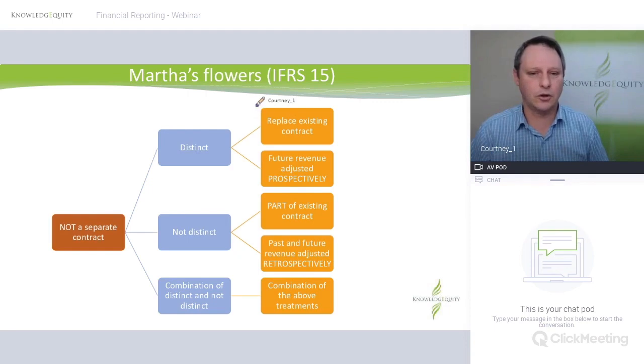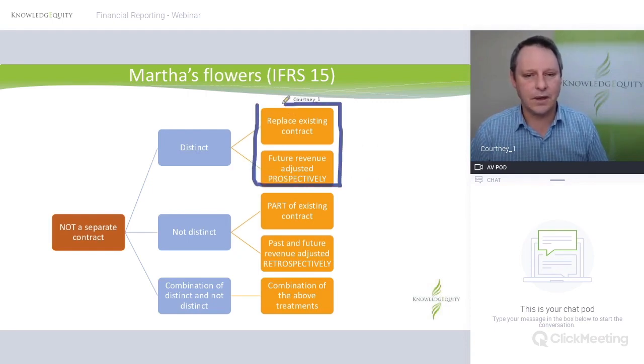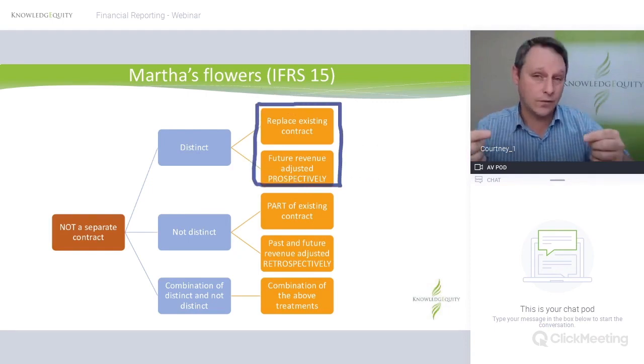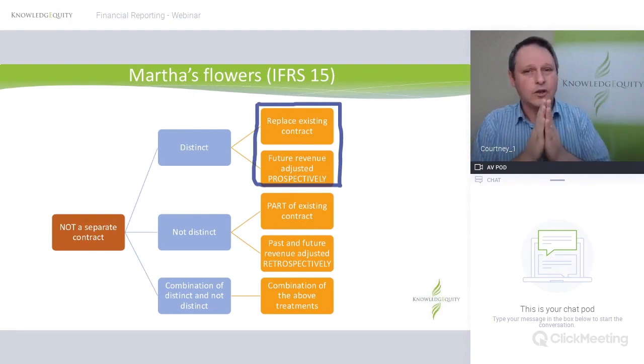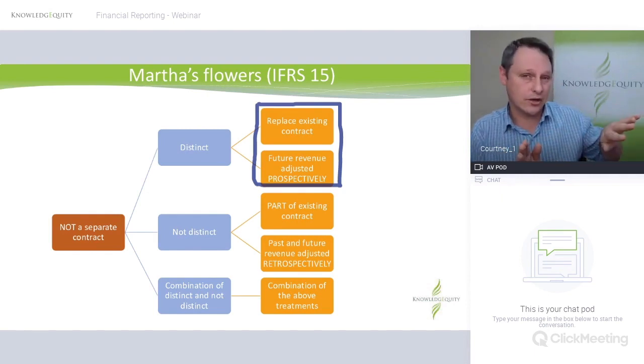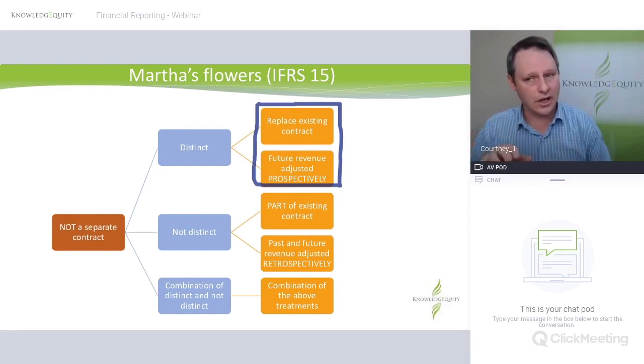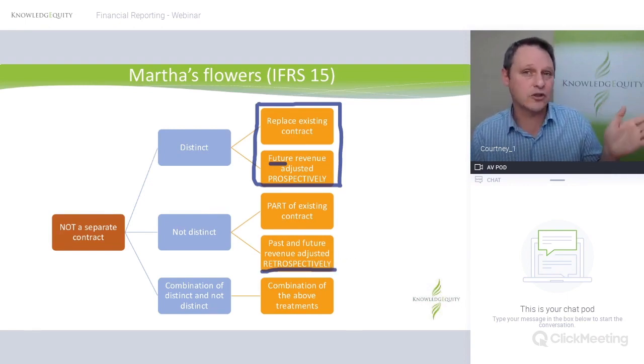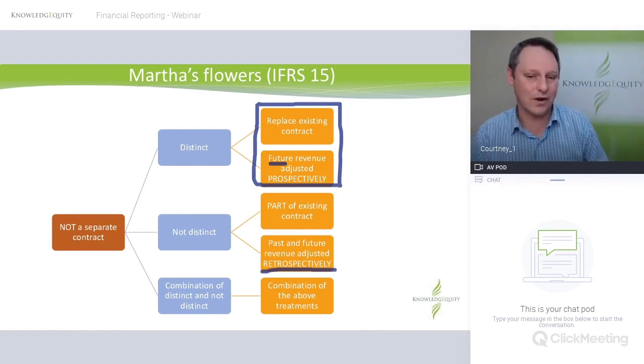So let's take a moment to look at prospectively. This means adjust into the future. So if you replace an existing contract, and in this case, January, February have already happened, it's the 1st of March, we don't touch January and February, but we do have to adjust March onwards because we adjust into the future. Now, if it was not distinct, then we would have to go back in time, retrospective, go back, and we would have to adjust the January and February amounts recognized.